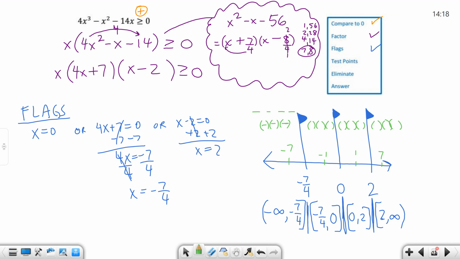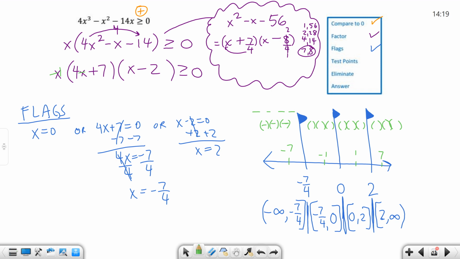Okay? And then what about negative 1? I'm going to plug negative 1 in. So I'm going to put negative 1 here, multiply it, and negative 1 here. So if I plug negative 1 in right here, that's negative. 4 times negative 1 is negative 4. Negative 4 plus 7 is positive. So we got negative, positive, and then negative 1 minus 2, again, 2 negatives is negative. So it should be negative, positive, negative there.